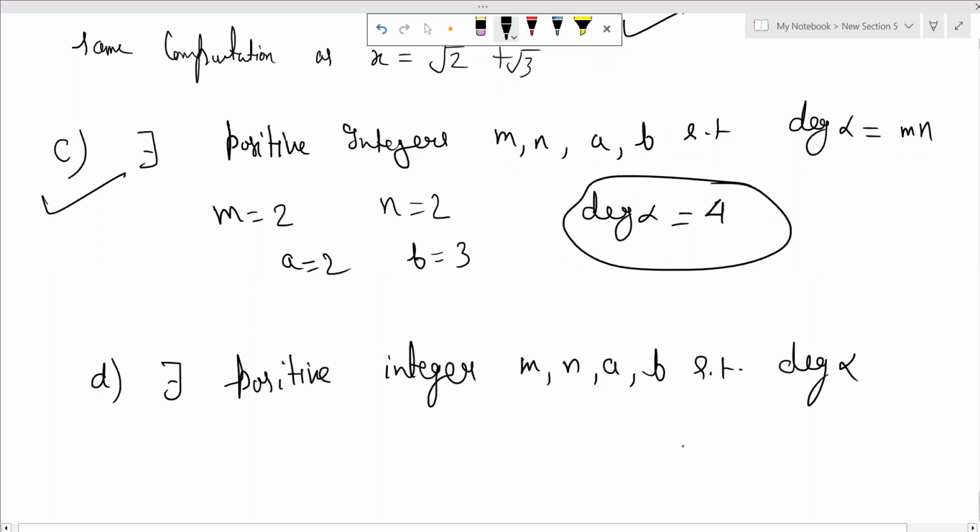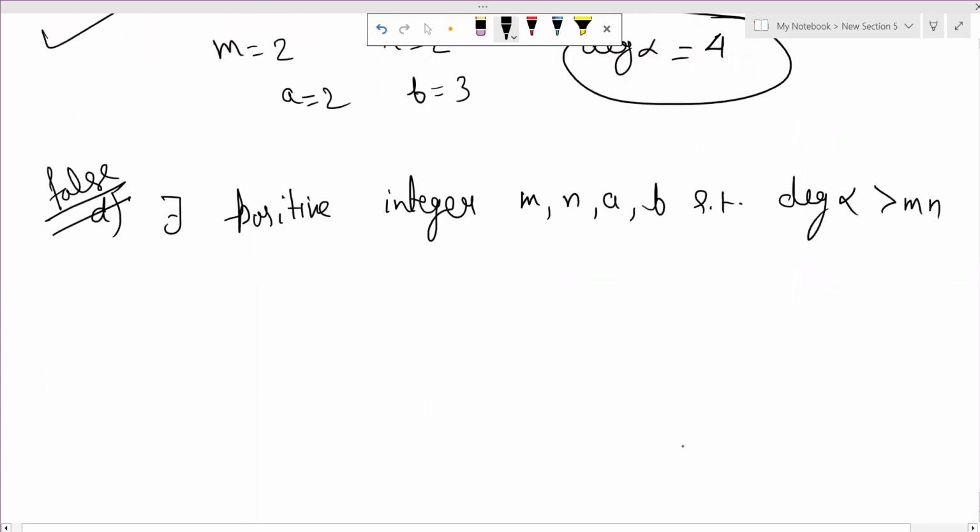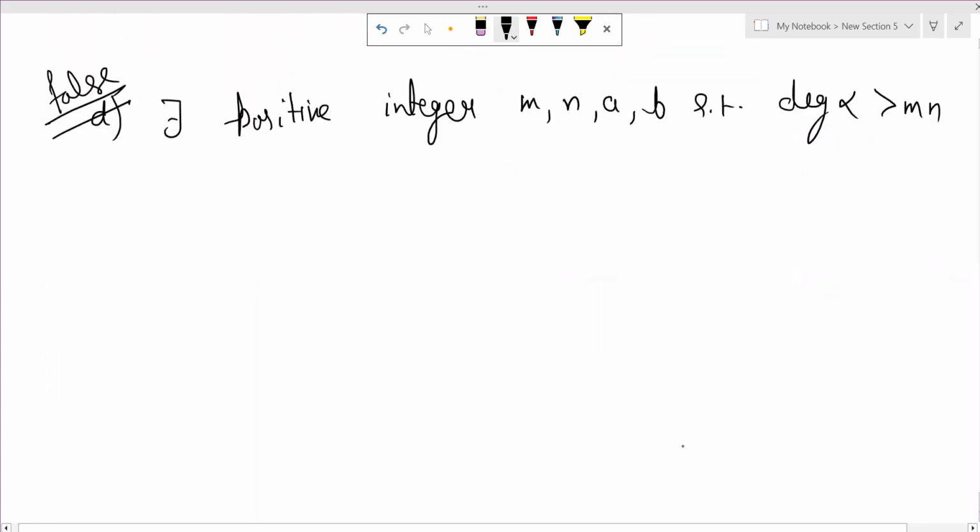Degree alpha strictly greater than mn. Is this true or not? False, sir, because the statement contradicts part B. Degree alpha should be less than or equal to mn. We proved this in part B. So what is the next question?